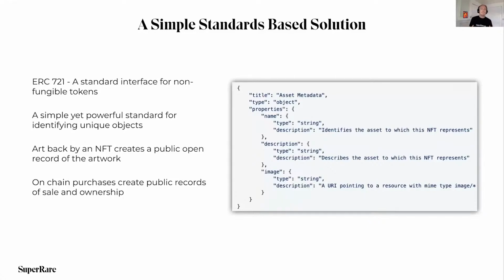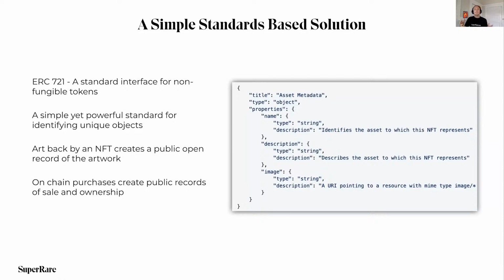So I like to think about NFTs as a simple standards-based solution. So late 2017, ERC 721 came out, a standard interface for non-fungible tokens. So for those of you who don't know, a non-fungible token is basically a token with a unique identifier. So you can say, here's this specific token. I can know every address that's ever had it. I can know every address that's ever placed a bid on this token. It's a unique object. I like to think about it like an internet artifact.